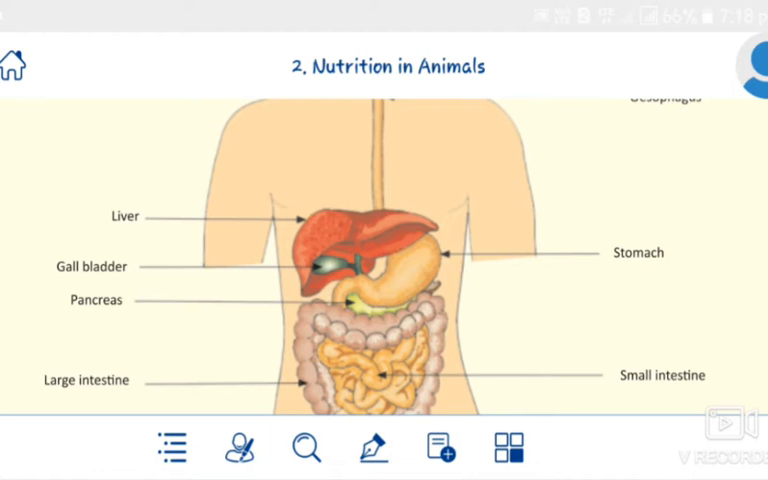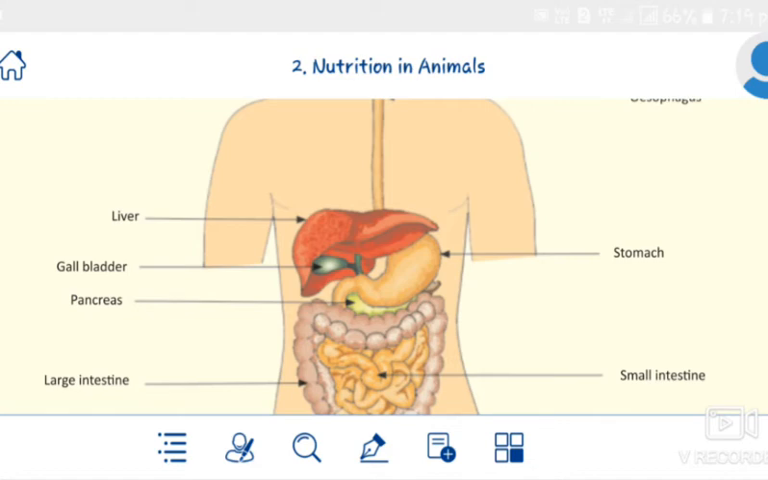Another juice is there that is called pepsin. The pepsin begins the digestion of proteins. The action of the gastric juice and churning of the stomach changes food into a semi-digested food called chyme. The chyme then leaves the stomach and enters the small intestine.